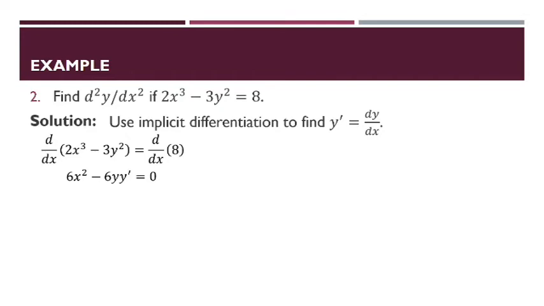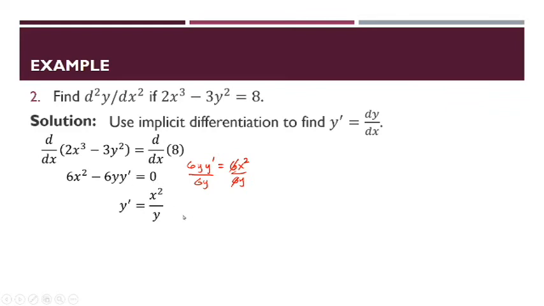Transpose natin yung 6x squared. So this will become 6y prime is equal to 6x squared. Then divided in both sides by 6y. We have 6y. So cancel out 6. So what will become is y prime is equal to x squared over y. So ito na yung ating first derivative.